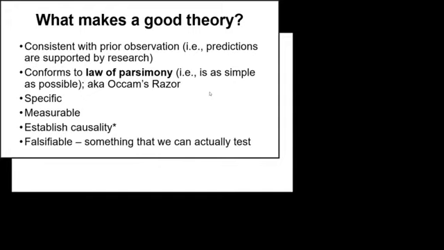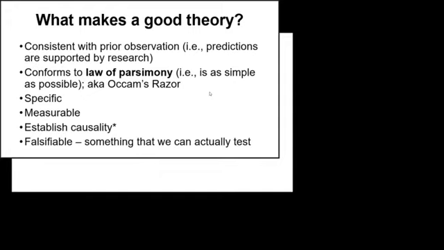So the first thing you want to make sure is that your theory is actually consistent with prior observations. So does it lead to predictions that are supported by the existing research? So if our overall theory was that A and B are related because of some external factor, then would that match with a specific prediction that we could make based on other experiments that have tried to test that theory before?